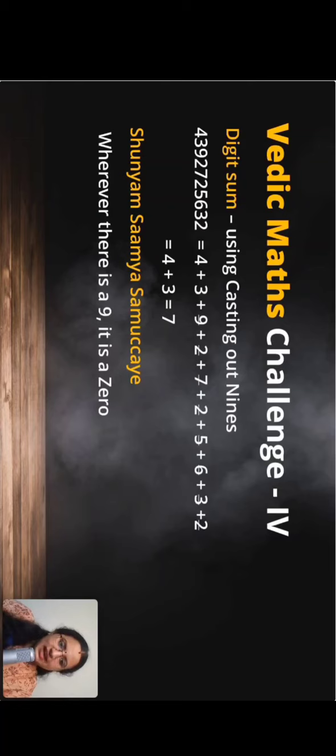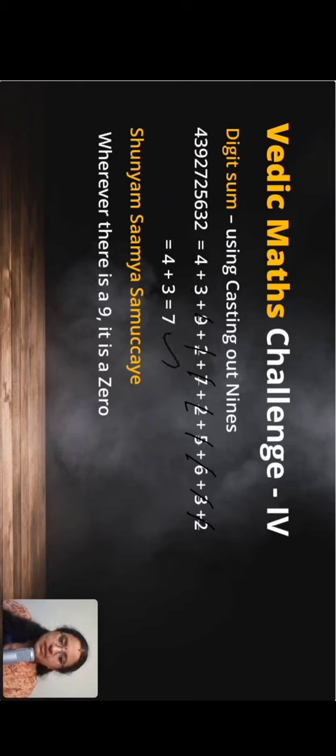The same number for which we got 43 as the answer, I've written the digits here. Every time there is a 9, we strike it out. 2 plus 7 is a 9, we cast it out. And 6 plus 3 is a 9. 2 plus 2 is 4, 4 plus 5 is 9. So all the 9s and combinations of numbers that add up to 9 are cancelled. What remains is only 4 plus 3, which is 7, the digit sum.